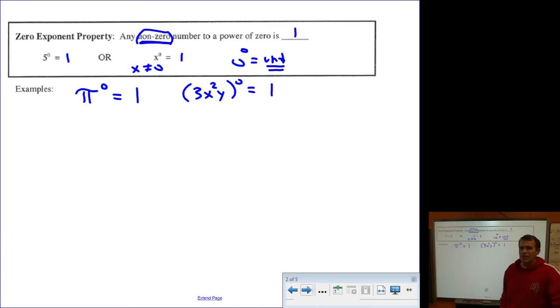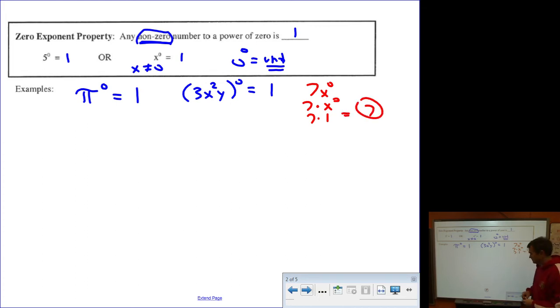The one that sometimes gets students is when you have something like 7x to the 0. And that does not equal 1 because that's really like 7 times x to the 0. And the x to the 0 equals 1, but not 7. So you get 7 times 1, and that's 7, right? All right, so that's the 0 power. The 0 power is an easy one. Anything to the 0 power equals 1.